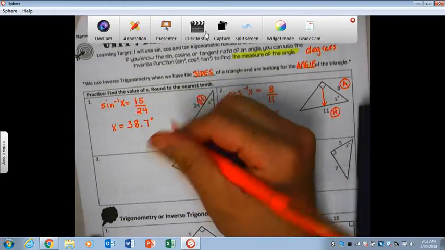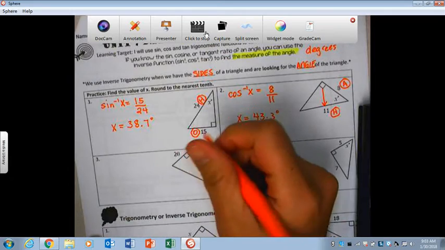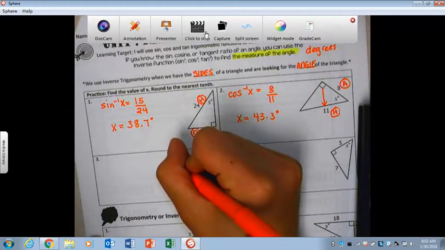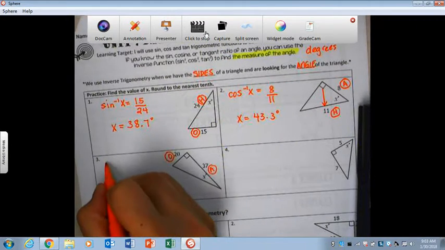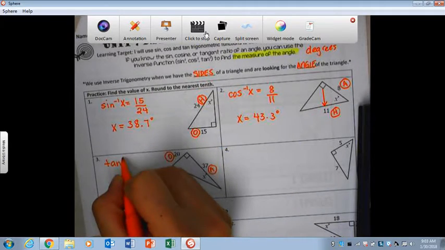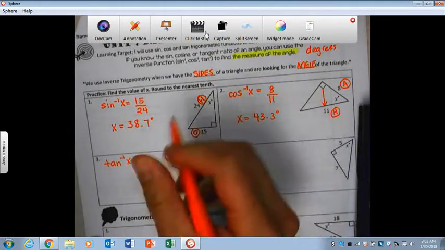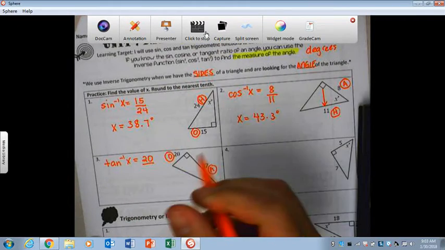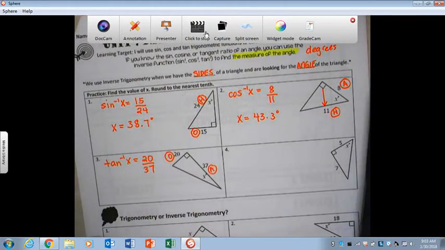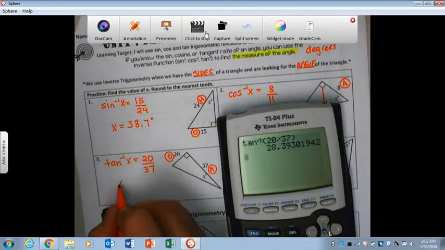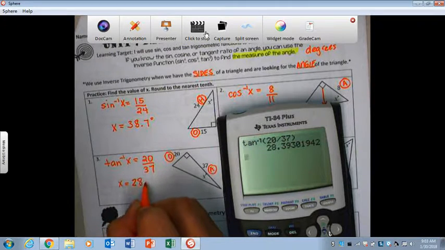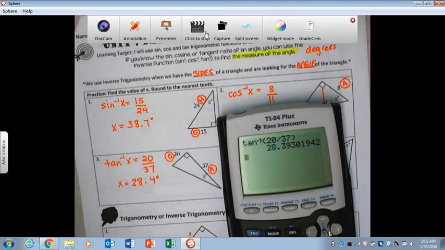Alright, next, label again. You've got x as your angle of reference, so this is going to be your opposite, okay, and then this is going to be your adjacent. We're going to write out inverse tangent of x equals 20 over 37. Okay? So I'm going to press second, tangent, 20 over 37, close it and press enter, and my angle is 28.4 degrees. Alright?